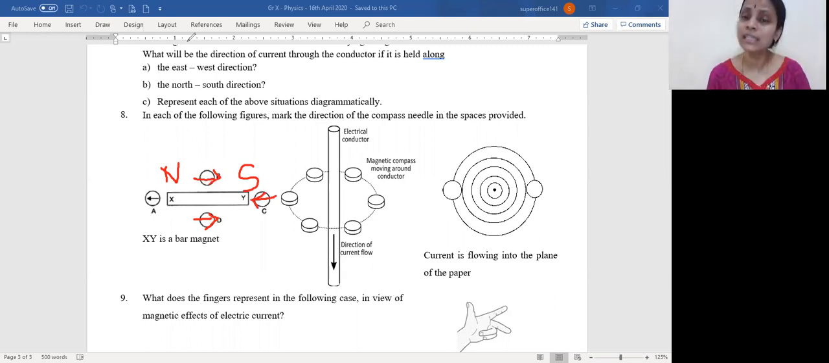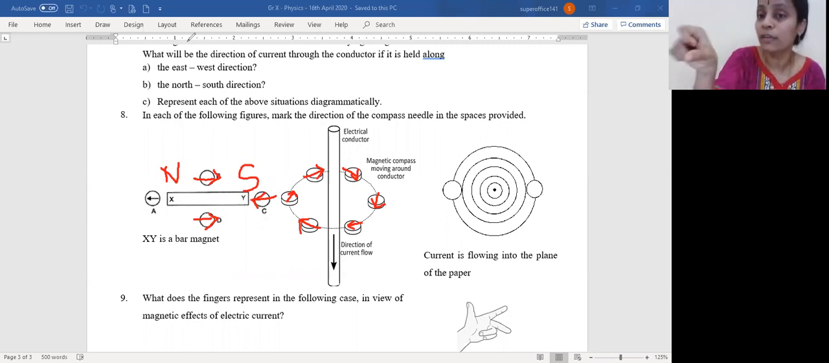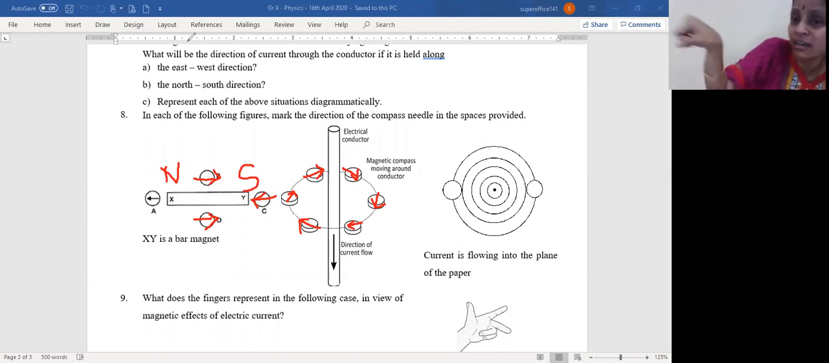Now look at the second subdivision. Current is moving in the downward direction. That means my field is moving in the clockwise direction. So I'm going to move clockwise now. Clockwise. So it is moving in the clockwise direction. Now look at the third one. Current is perpendicular to the plane of the paper. That is, current is moving in.